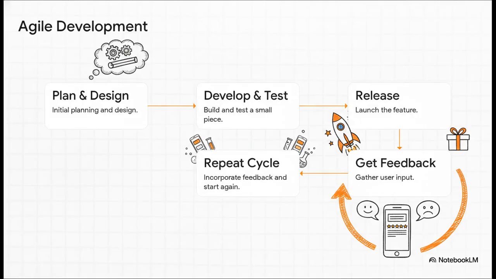So how do we actually build these things today? Well, not all at once. Most modern apps are built using a method called Agile. And it's not a straight line, it's a loop. You plan a little, you design a little, you build and test a small piece, and then you release it. But the most important step is getting feedback from real people, and then you do it all over again. This keeps the app flexible and makes sure you're building something people actually love to use.